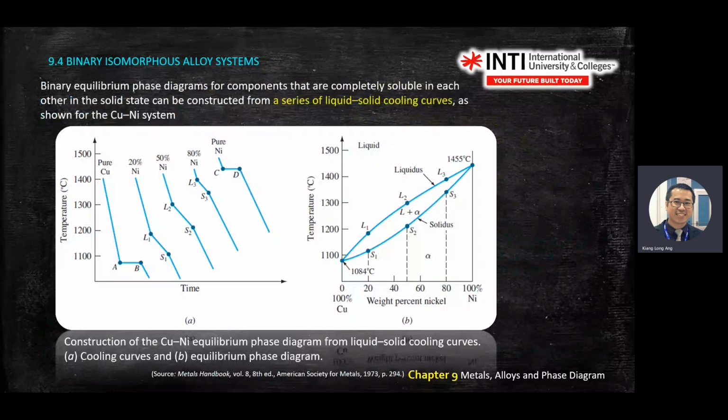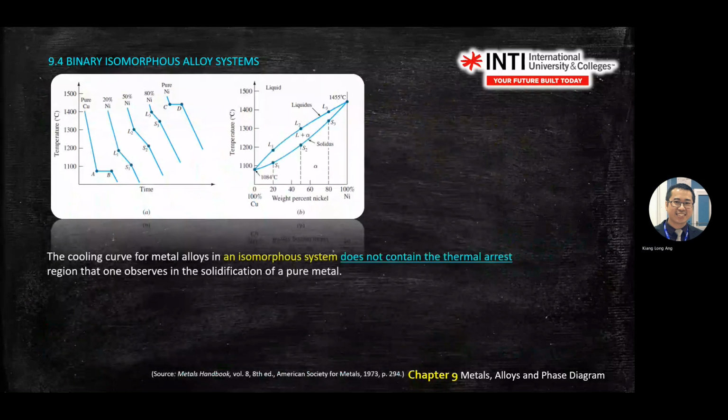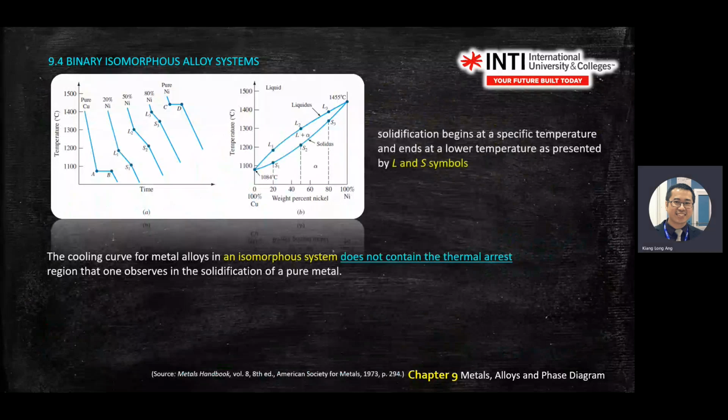This is another graph that you might see, but I won't use this one. So temperature and time, you have pure copper and so on. This one nickel and so on. The rest you read.